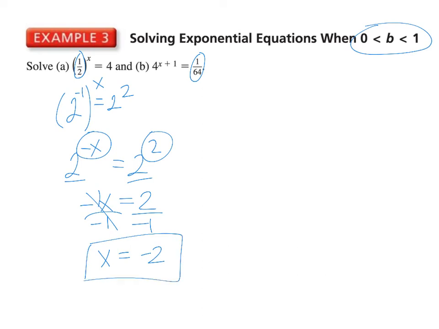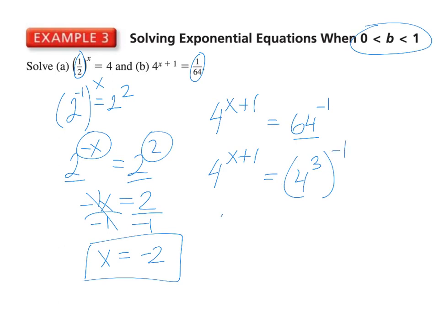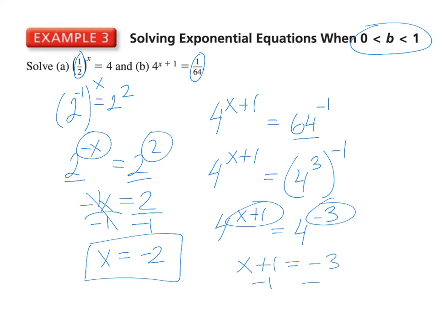Done with that. For the next one, 1 over 64, I could rewrite that as 64 to the -1 power. And then I want to rewrite 64 as a power with base 4, so that's going to be 4 to the 3rd power, and all of that raised to the -1 power. Then I have 4 to the x plus 1 is equal to 4 to the -3 power. So now I could set the powers equal to each other, and I get my x, which is -4.